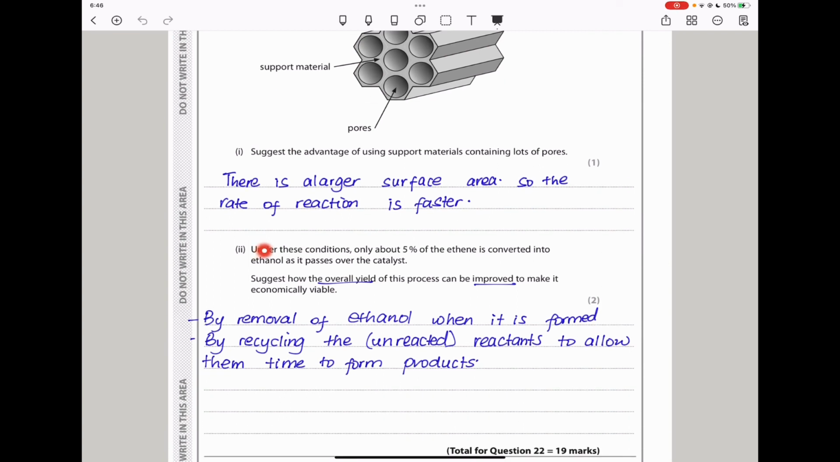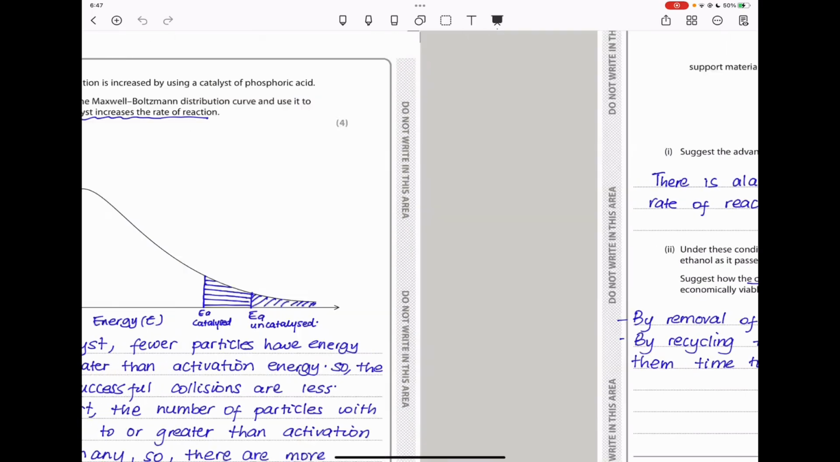So the next part says, under these conditions, only about 5% of ethene is converted into ethanol as it passes over the catalyst. Suggest how the overall yield of this process can be improved to make it economically viable. So here we could maybe remove, because this is a reversible reaction, we could try to remove the product in order to drive yield to the product side. I'm going to show you that. Back to the reaction, give me a minute.